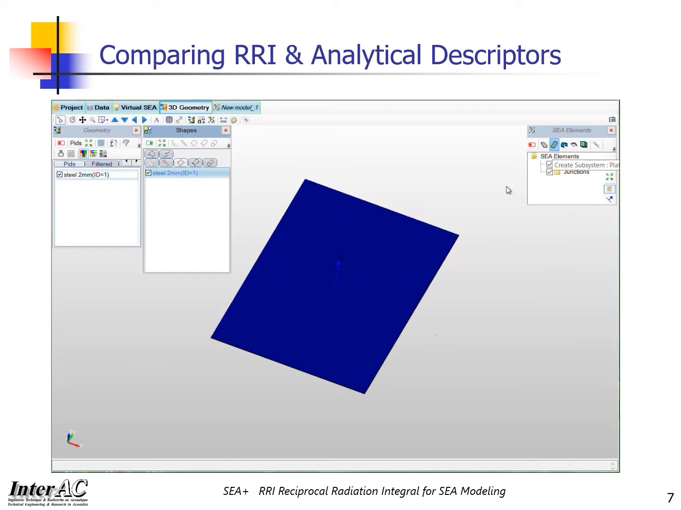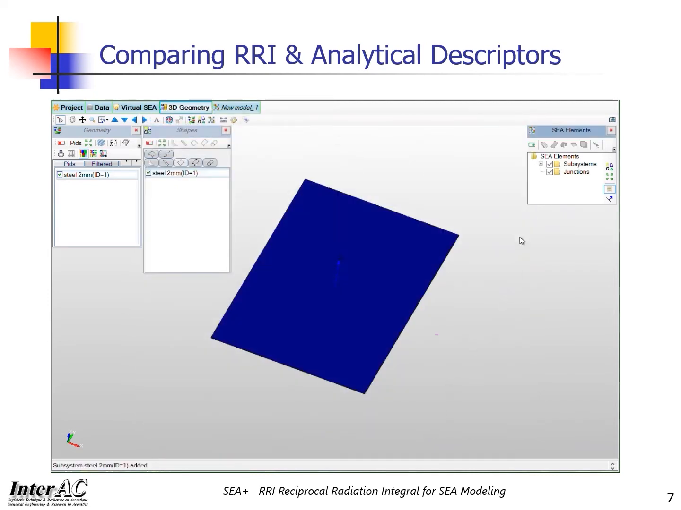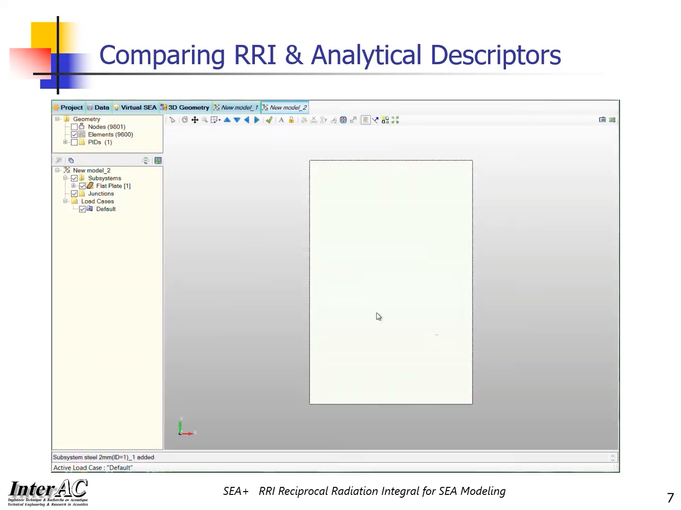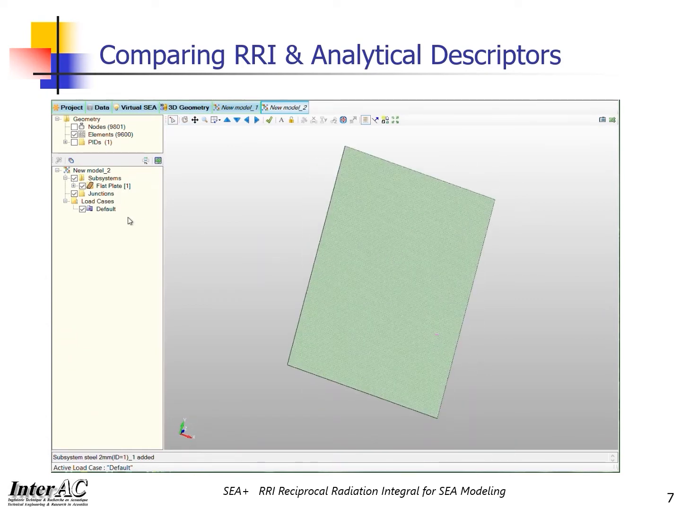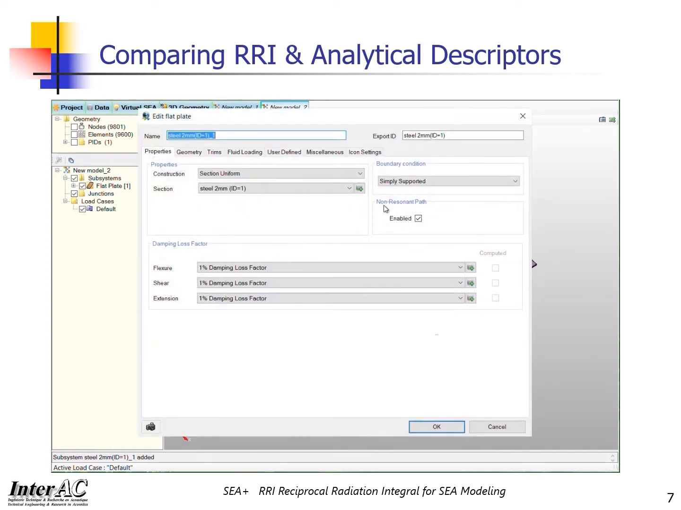So now I create a subsystem from the shape, and I just add a non-resonant pass-through in order to take into account the mass law transmission, the non-resonant transmission, in our transmission model. Then I simply send the ASEA subsystem to the C+ page model. I deactivate the element, and then this is our plate. Okay, 2 mm steel.